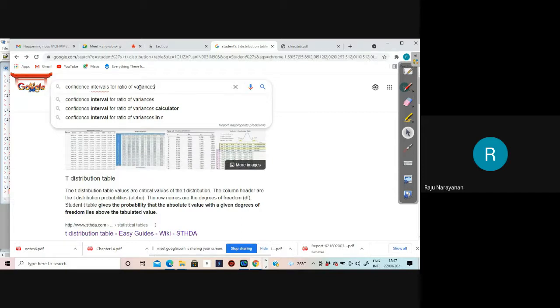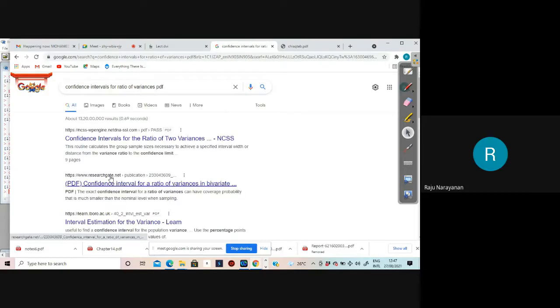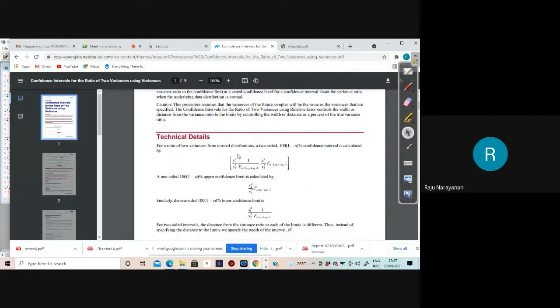It's better you read the theory part first, okay? And after that you can do the confidence interval for the ratio of two variances, S1 square by S2 square.